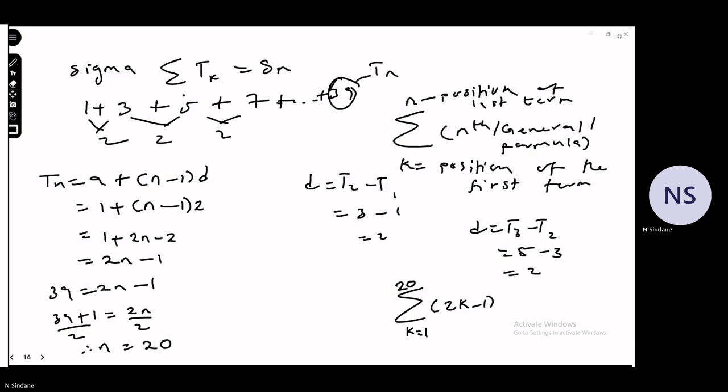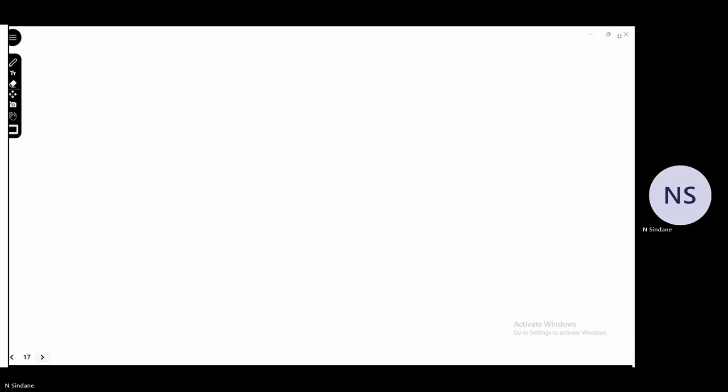That is my sigma notation. I've represented my series in a sigma notation. Let's go to the next page. On the next page, I want us to check the sigma notation for geometric series.